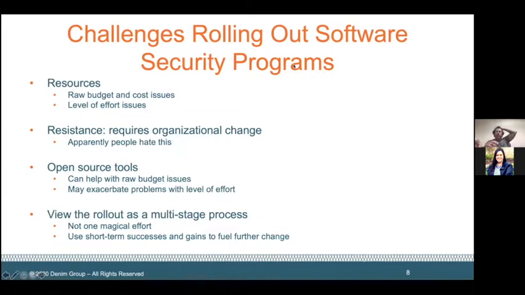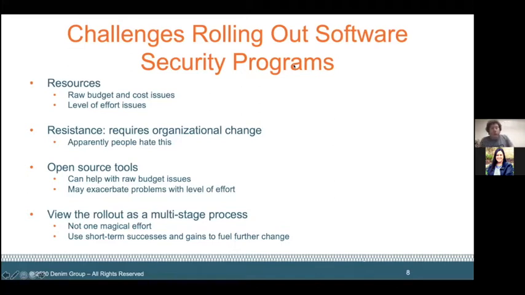And when we work with organizations rolling out software security programs, there are a lot of challenges. It's not easy to roll out a software security program. First, resources. You have concerns about raw budget and cost issues, the level of effort that goes into rolling out your software application security program. There's resistance from the organization. One of the hardest things about application or software security is it requires your organization to change the way that they're developing software. Apparently, people don't like to change what they're doing. Again, there are open source tools that can help with the raw budget issues, but in a lot of cases they don't address concerns with the actual effort that goes into operationalizing these practices.